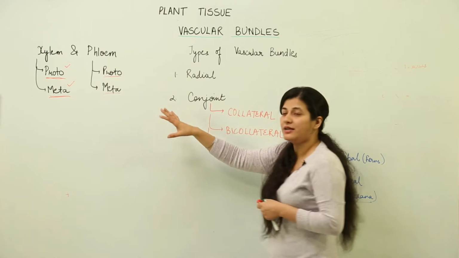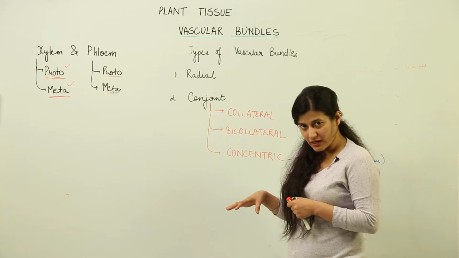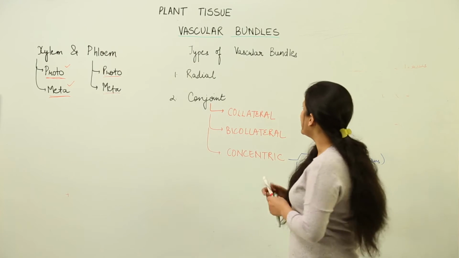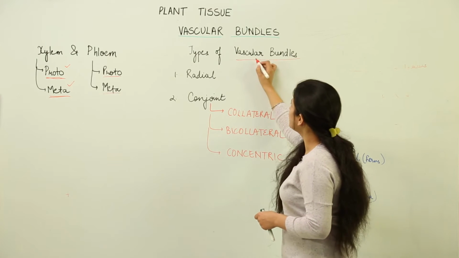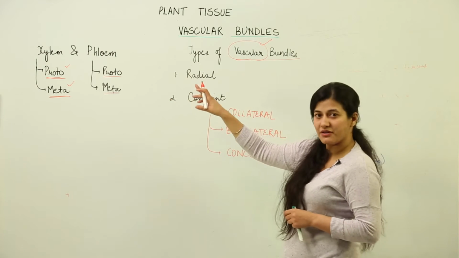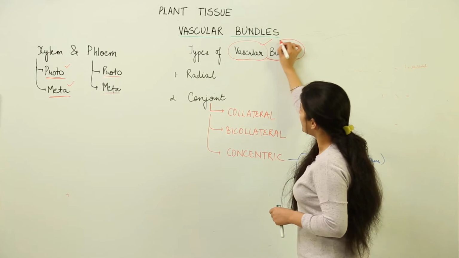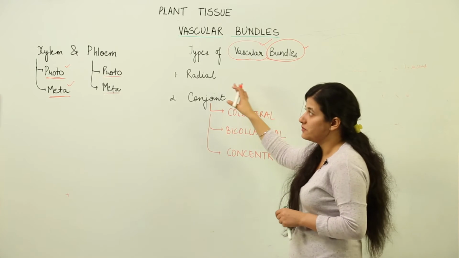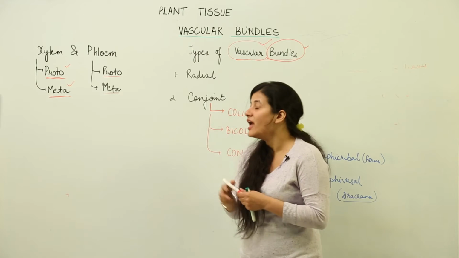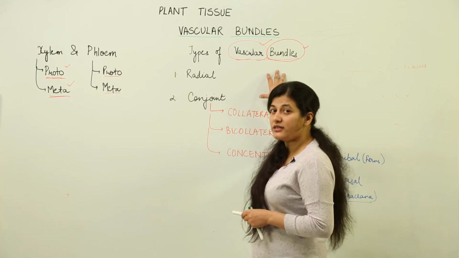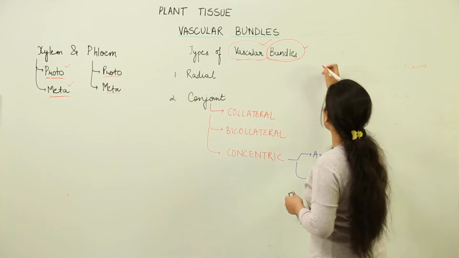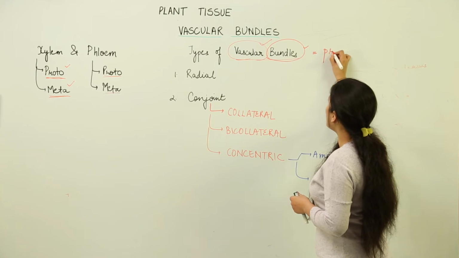Now how the xylem and phloem are present inside the plant is covered under vascular bundles. When I talk about vascular bundles, vascular means something related to conduction, that is xylem and phloem, and bundles means they are present in association with each other. Xylem and phloem are present in close proximity to each other and form vascular bundles in the plant. Now this vascular bundle is derived from procambium.